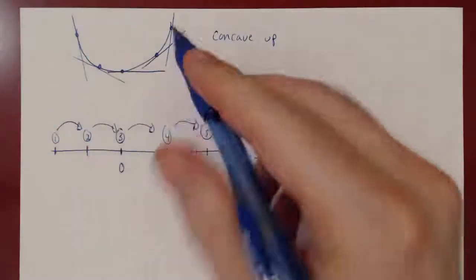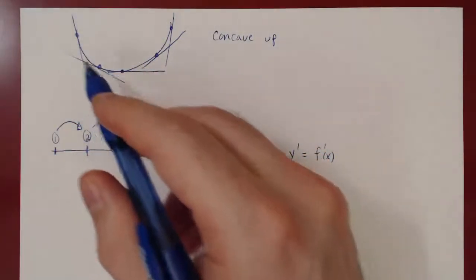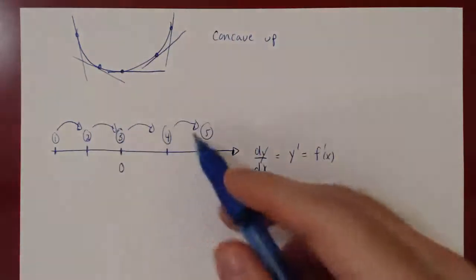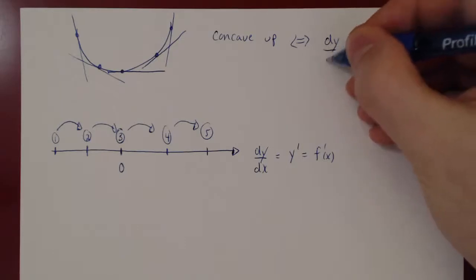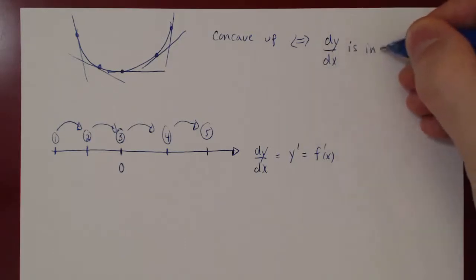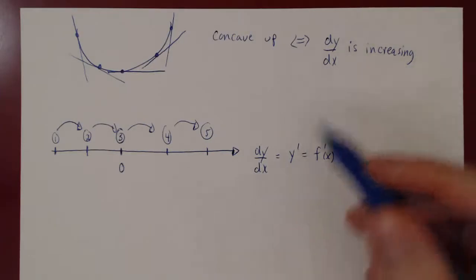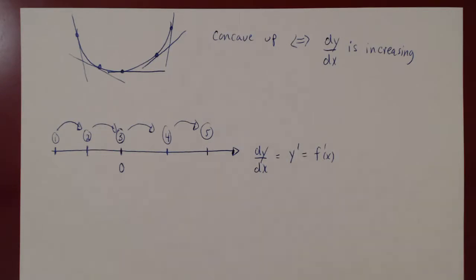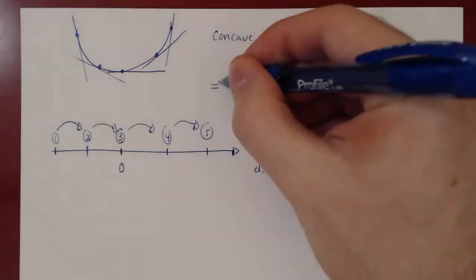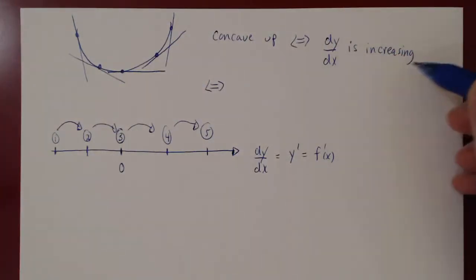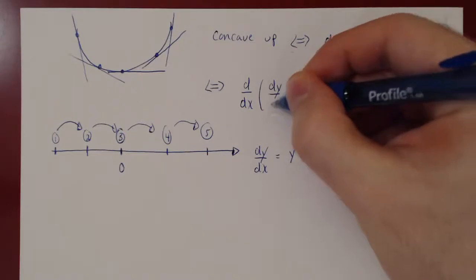So you see, if you have a curve that's concave up, the derivative is increasing. As you move from left to right, the values of the derivative are gradually getting bigger and bigger. So they're increasing. So concave up means that the derivative is increasing. So dy over dx is increasing. But now think of it. dy over dx is itself a function of x. If a function is increasing, its rate of change is positive, it's getting bigger, therefore the derivative of this function must be positive. A function can only be increasing if its derivative is positive. So the derivative of the derivative must be positive.